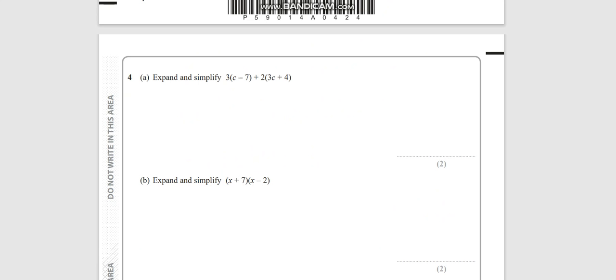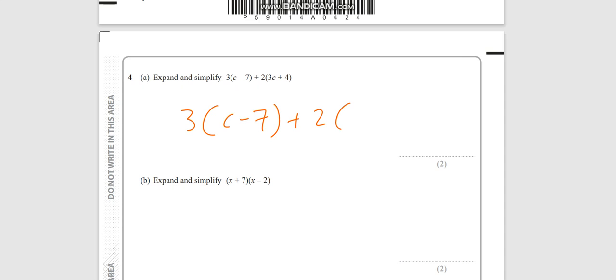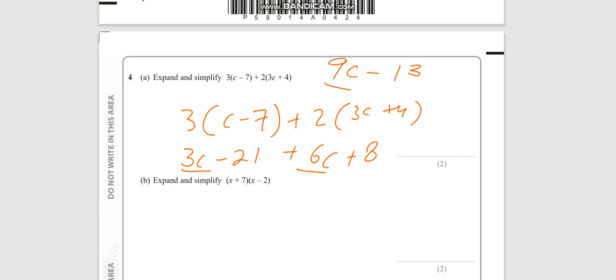Okay, expanding and simplifying. So that's c minus 7 plus 2 into 3c plus 4. What you can do is multiply 3c by 2, that's 6c plus 8. 3c and 6c they added, so 9c, and minus 21 plus 8, which is negative 13. So this is our a part.